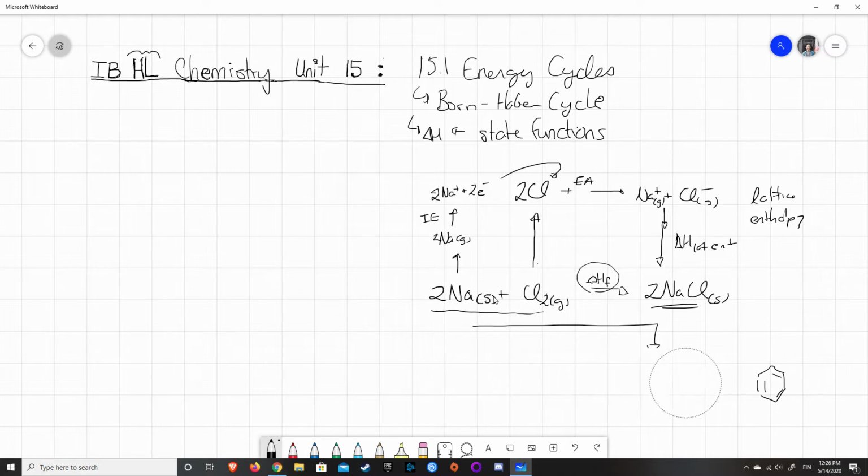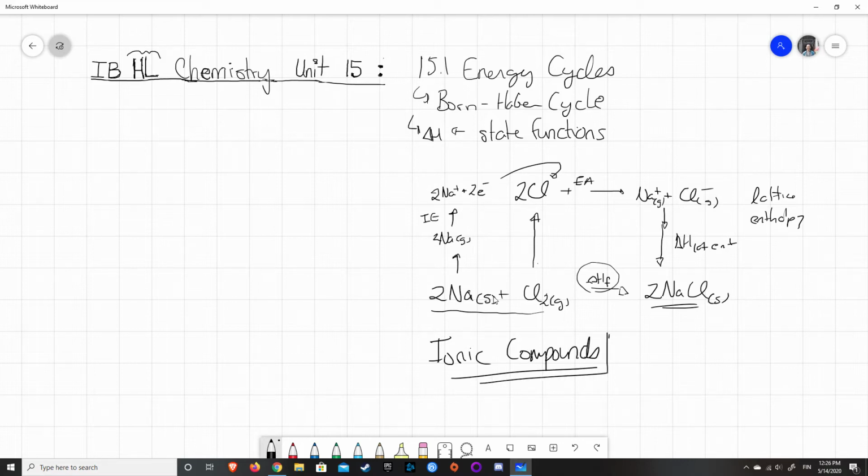But in this case, benzene might not have been the best example, because what we're dealing with, at least in IB chemistry, is only ionic compounds. So only ionic compounds for us. And of course, C6H6 is a covalent compound. So we can't really use that example too much, but that's just the description for why we can't directly do delta HF.